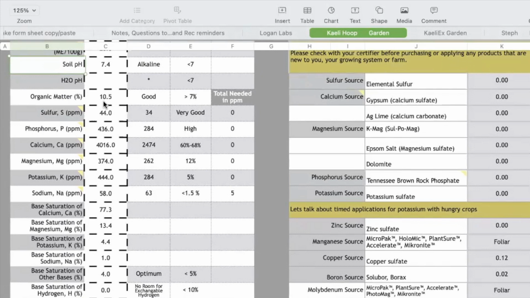This is the hoop. This is the area where you've been working most. This is the area where you've been adding more compost. And so we'll see that through the soil test, but that is certainly represented here in the soil organic matter.